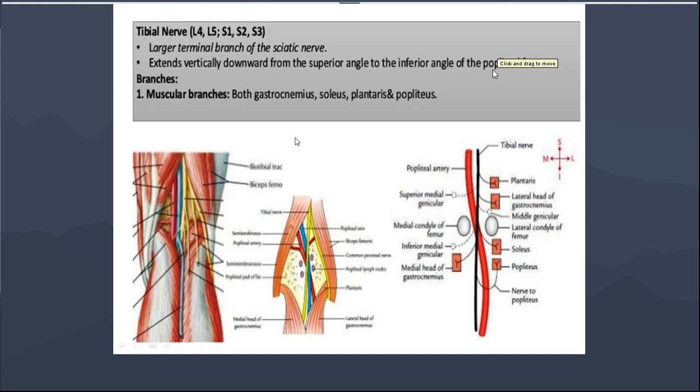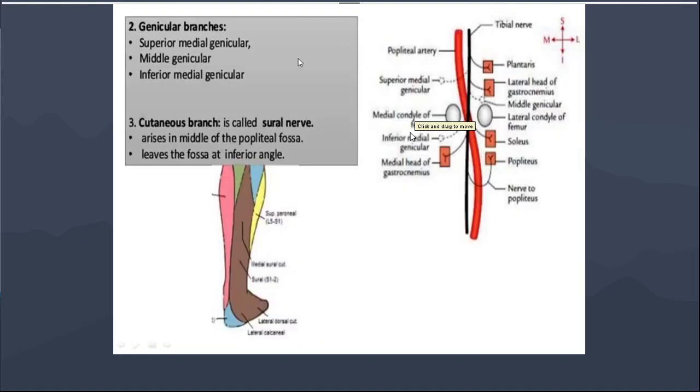Now coming to the tibial nerve, not in detail, because these are all contents of the popliteal fossa, so I am going to explain a little bit about the contents. What do you have to write about the tibial nerve? This is a component of the sciatic nerve, with its root values. Branches: muscular branches to all these muscles, then genicular branches, and the cutaneous branch is called the sural nerve. This is again your viva question.